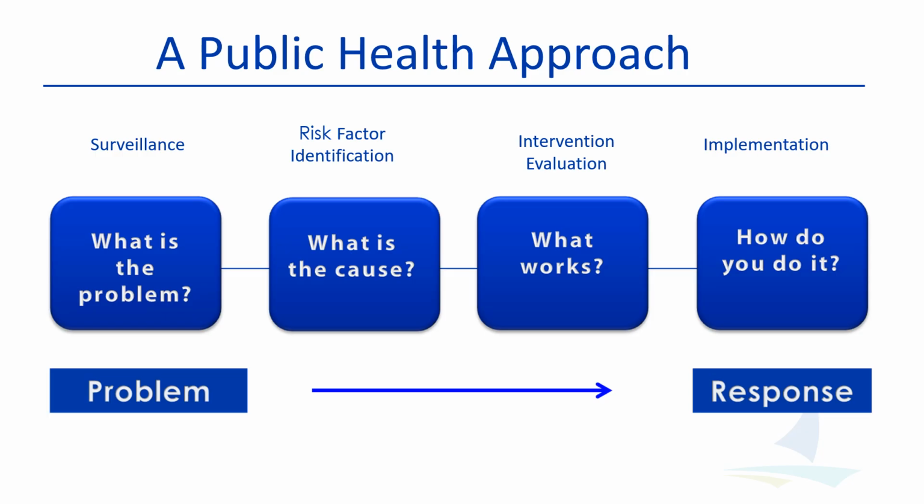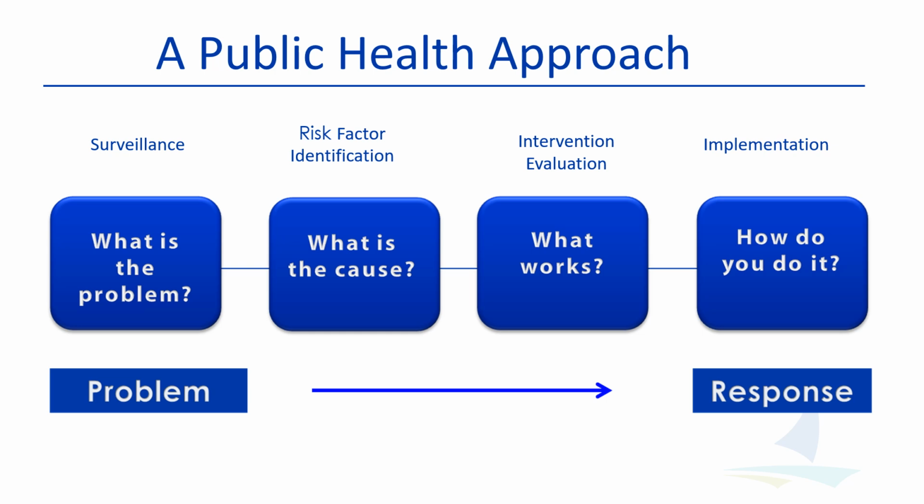First, we ask, what is the problem? In public health, we identify the problem by using surveillance systems to monitor health events and behaviors occurring among a population. After we've identified the problem, the next question is, what is the cause of the problem? For example, are there factors that might make certain populations more susceptible to disease, such as something in the environment or certain behaviors that people are practicing?